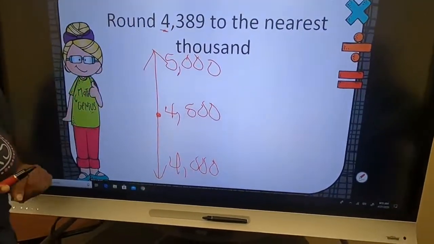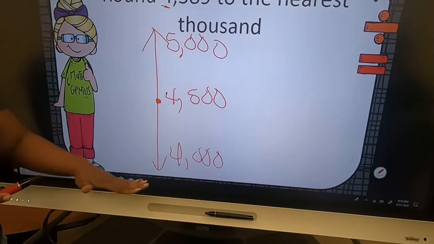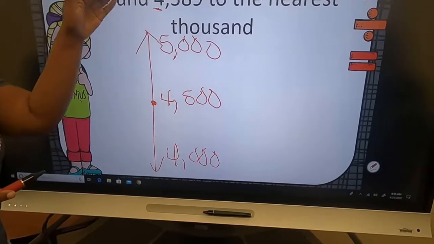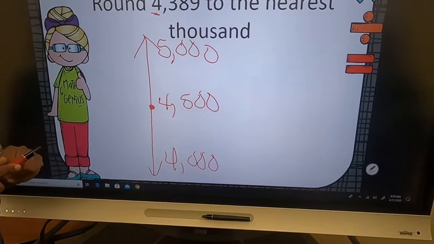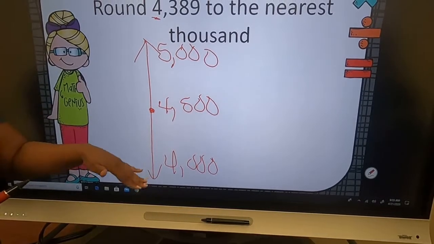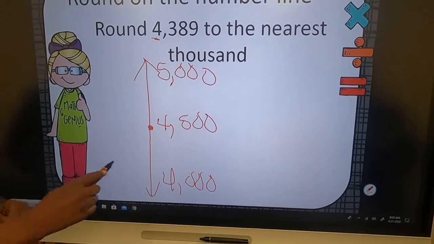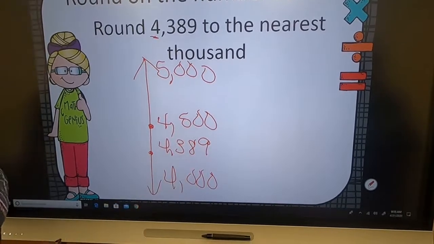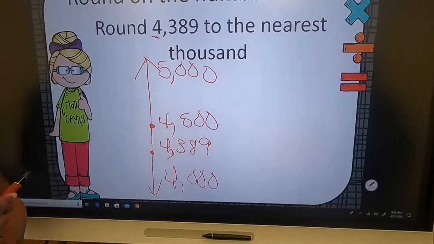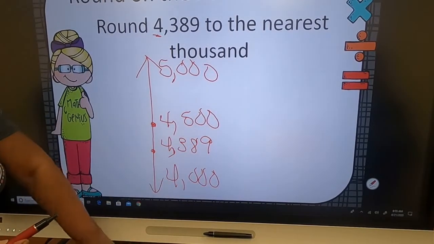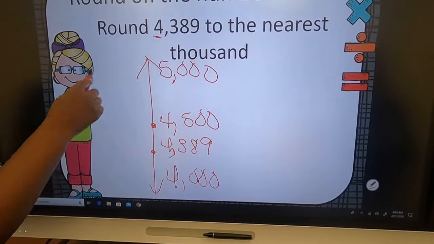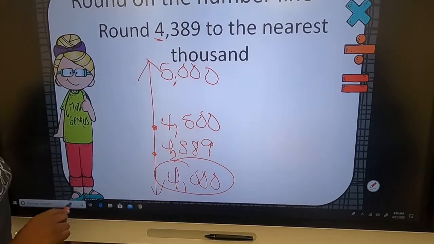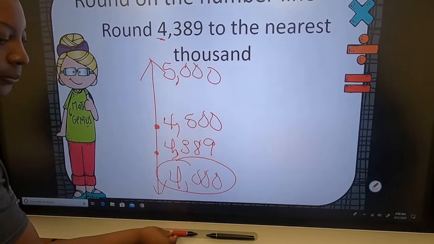Okay, boys and girls, look at your number line. I have 4,389. Do you think it will fall between 4,000 and 4,500 or 4,500 and 5,000? Miss Wilson, did you hear them say between 4,000 and 4,500? I certainly did. We could not outsmart these boys and girls. So I see 4,389 is closer to 4,000 than 5,000. So I know that 4,389 rounds to 4,000.